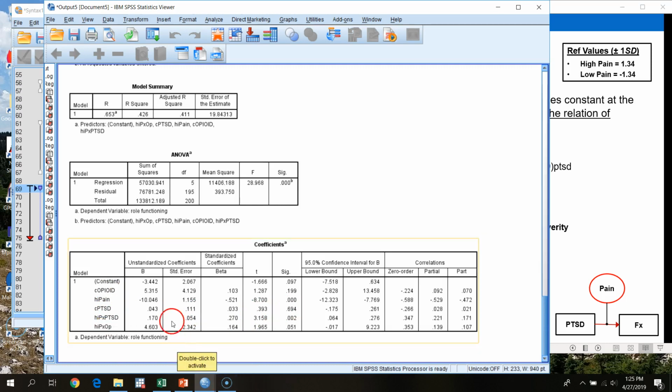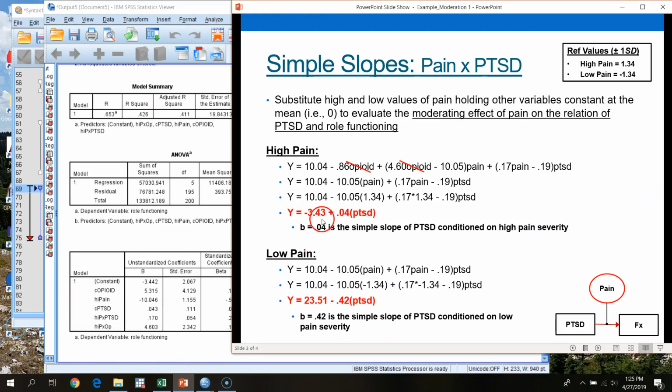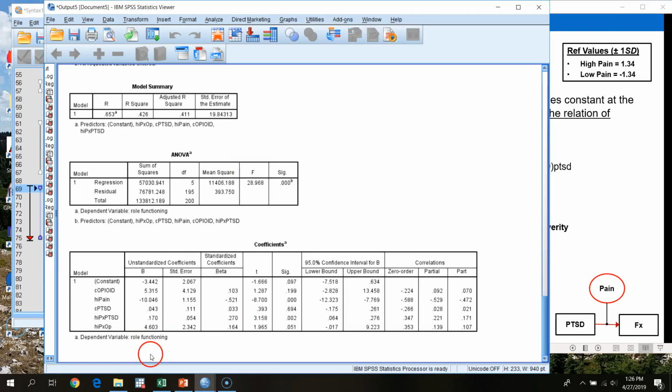I see that my coefficient of 0.043, my simple slope of PTSD at high levels of pain, is not statistically significant. And my effect sizes, my part and partial correlations, are very, very small, right? So again, if we take a look, negative 0.344, negative 0.343, 0.04, 0.04, everything matches up with our hand calculations, which is good. And again, I can't stress enough the importance of double checking this. But my simple slope of PTSD conditioned on high pain severity, 0.04, is not statistically significant, right?